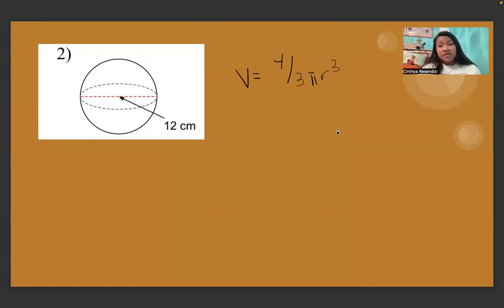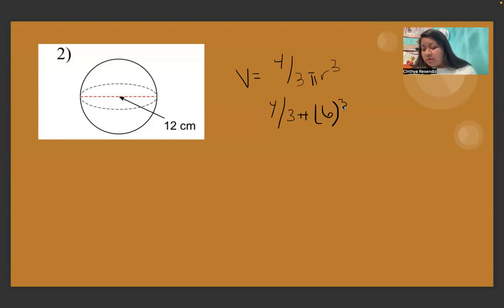Now, in this picture, we are given the diameter, but we know that half of the diameter is the radius. So 12, what's half of 12? Half of 12 is 6. Now we just plug it into the formula. It would be 4/3 pi, and the radius is 6. We use parentheses just to separate it, parentheses to the third power.